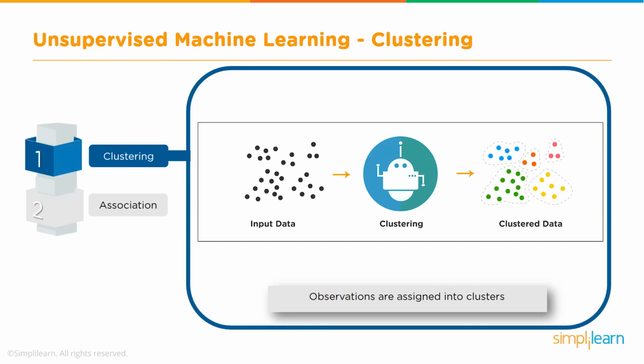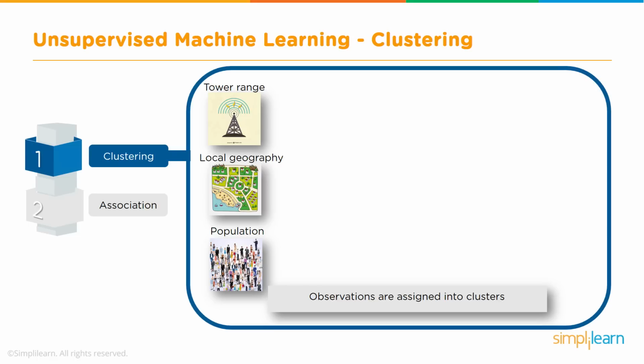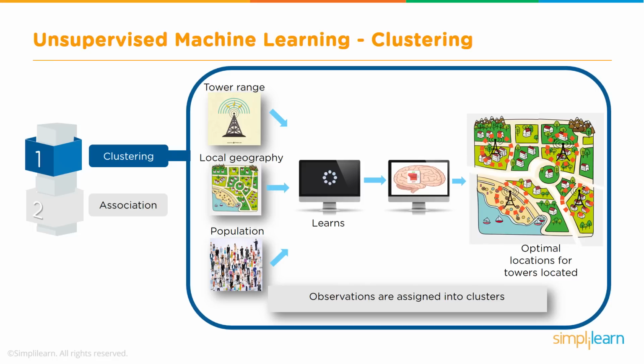Now, let me explain with an example. Say a network provider wanted to set up towers in a particular area. What they'd be taking into consideration would be tower range, local geography, and population. This is given to the system, which learns from it, and then is able to divide the area into clusters. The clusters are divided on the basis of optimal locations where towers can be located to ensure maximum connectivity for all the users. A popular algorithm used in clustering is k-means, which is used to cluster data into k clusters based on some similarity measures.